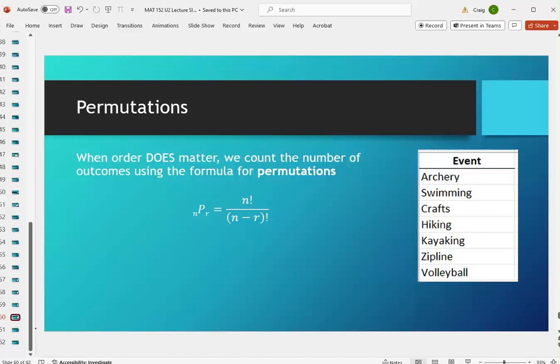Okay, and so again, there's a permutations formula in your calculator that will do this math for you, but let's just talk about it. Again, N is the total, which there are 7 events to choose from. R is the number that we're choosing, so we're choosing 4 of them. And so that's going to be 7 factorial divided by 7 minus 4 factorial, or 7 factorial over 3 factorial.